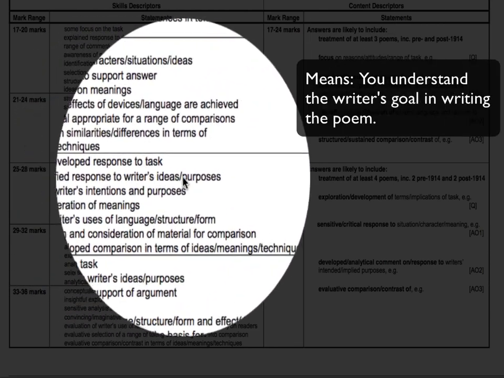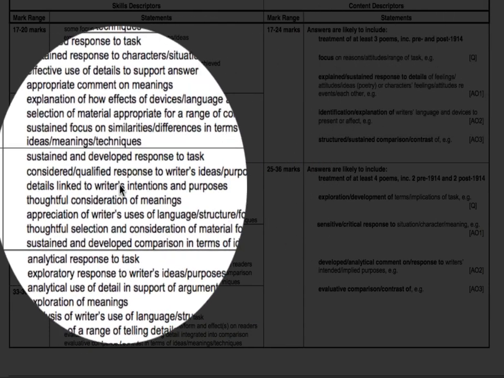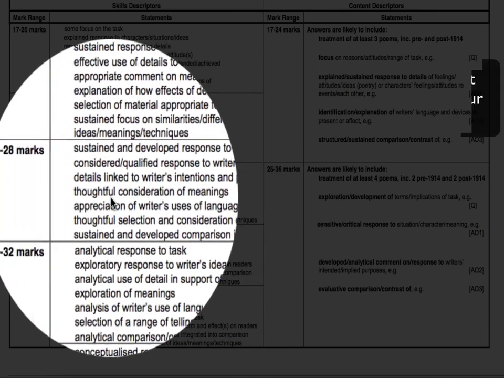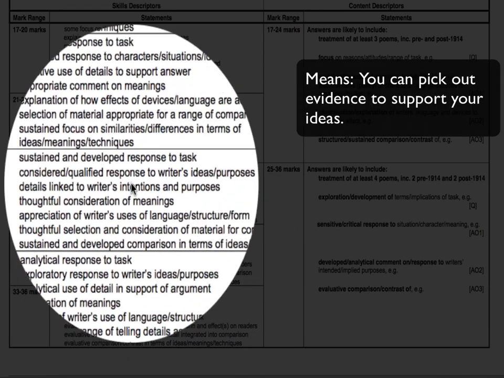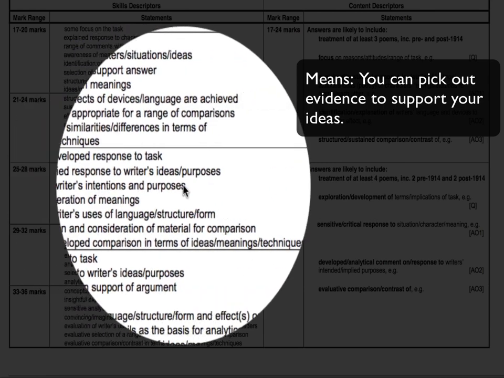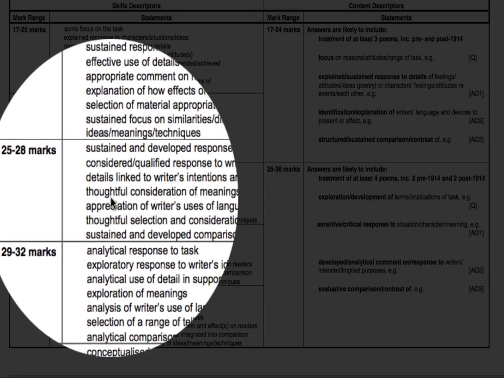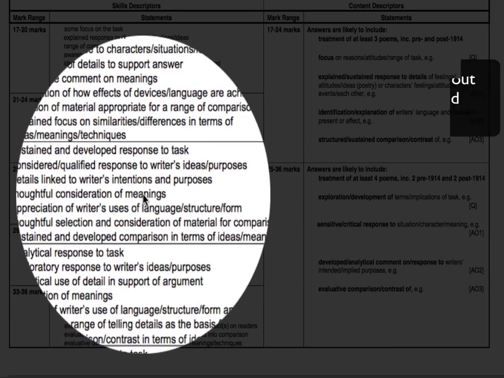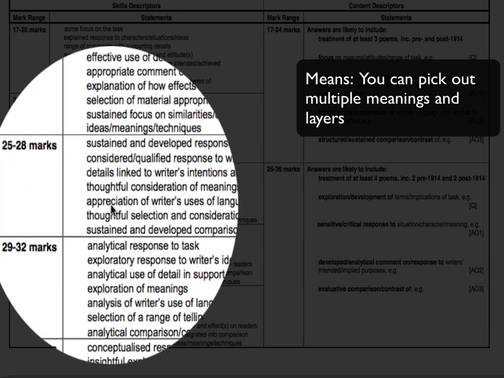So this basically means you understand what the writer is trying to tell you. Detailed link to the writer's intentions and purposes. So you actually have evidence from everything that the writer has tried to get across, his purpose and the feelings with which they were trying to convey. Thoughtful consideration of meanings, so you don't just look at something and say it is one thing. You may also say, it could also mean this, it could also mean this.